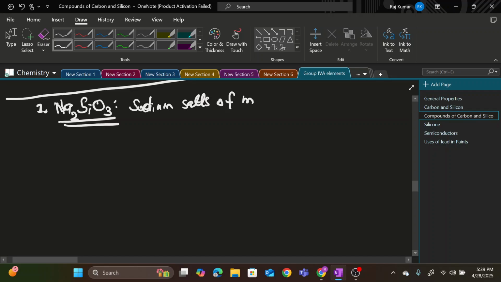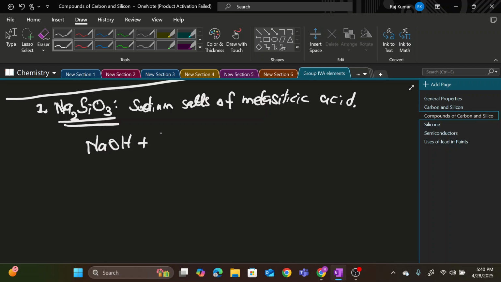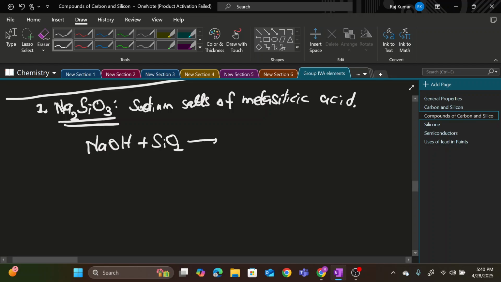So whenever I take sodium hydroxide and silicon dioxide and react them, I'll basically get sodium silicate plus H2O.